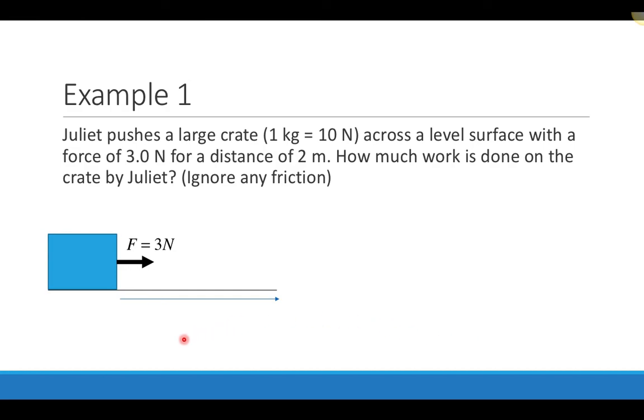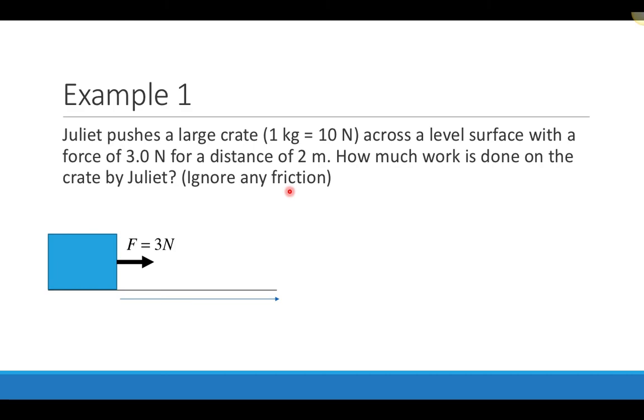So let's look at a really simple example. Juliet pushes a large crate that has a mass of 1 kilogram, and 1 kilogram is equal to 10 newtons. Remember, weight is mass times gravity. She pushes it across a level surface with a force of 3 newtons, for a distance of 2 meters. So here's our force that's being applied. It's being applied parallel to the motion. It's not at an angle here. And this distance that the crate is going to be moved is 2 meters. We want to know how much work is done on the crate by this force from Juliet. And we're going to ignore friction in this case.